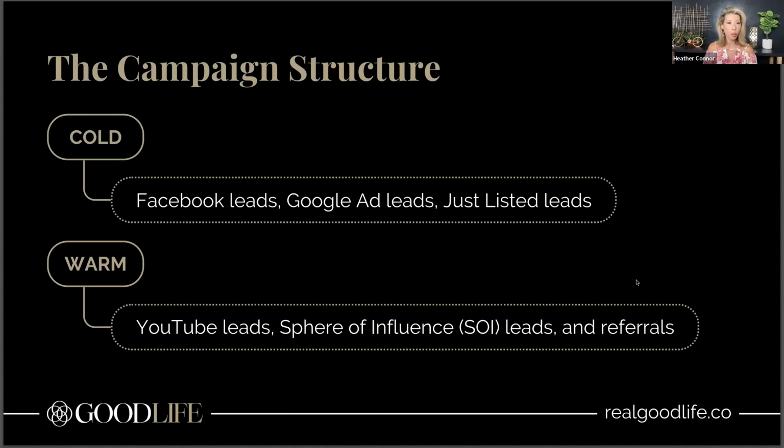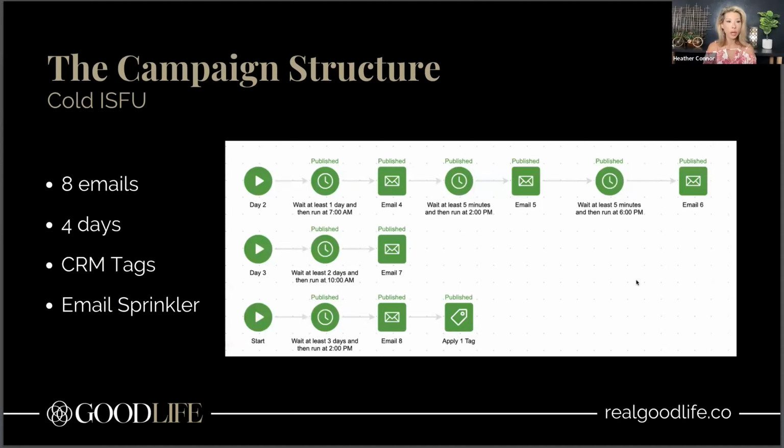Then there's also the warm campaign structure. And this is where they know a little bit more about you. They might know you, they might like you, they might trust you, they might have one or all three of those aspects. So we consider that warm. And those usually come from YouTube leads, your sphere of influence, and referrals. So let's start with the cold immediate sales follow-up campaign. Here is the core structure.